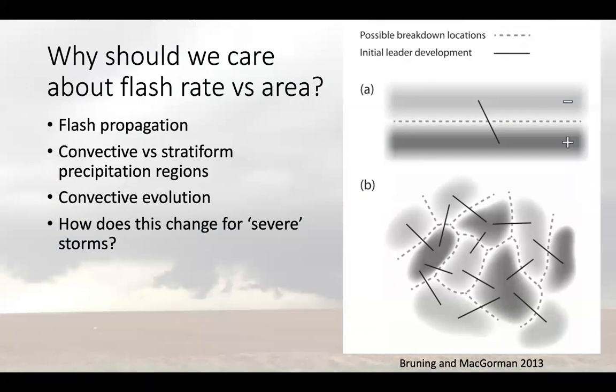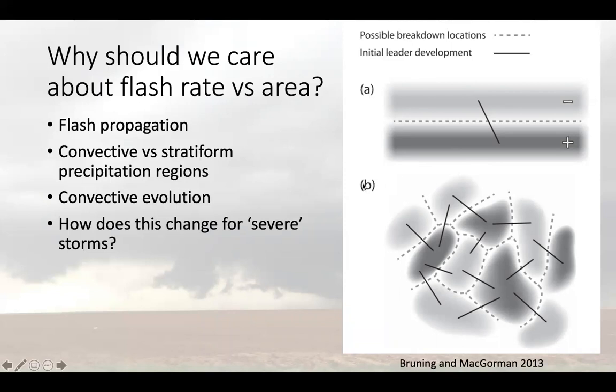So it's great that we can see this relationship, but the question I posed earlier, and I'm going to come back to now, is why should we even care about flash rate versus area? What is this actually telling us? As was mentioned before, the propagation of flashes is largely determined by the regions of charge through which they propagate. That can have big impacts on the convective versus stratiform regions and what those flashes take on with their physical characteristics. This Brunning and McGorman 2013 figure is a great example of these different setups that you can get.